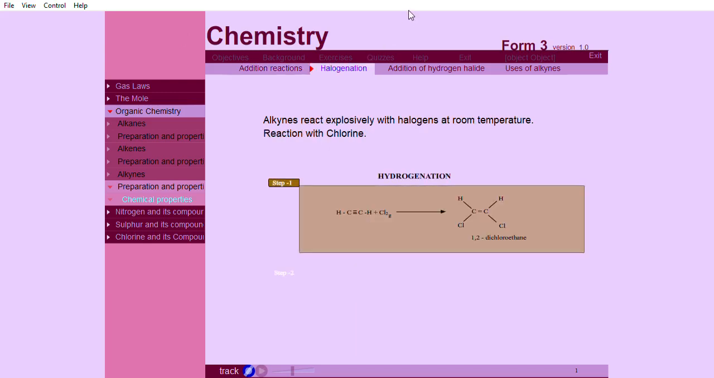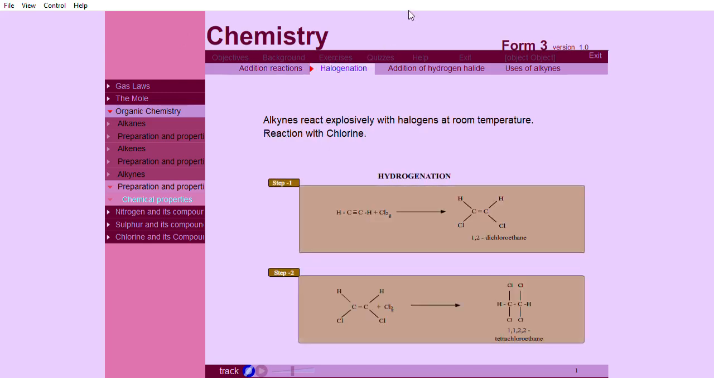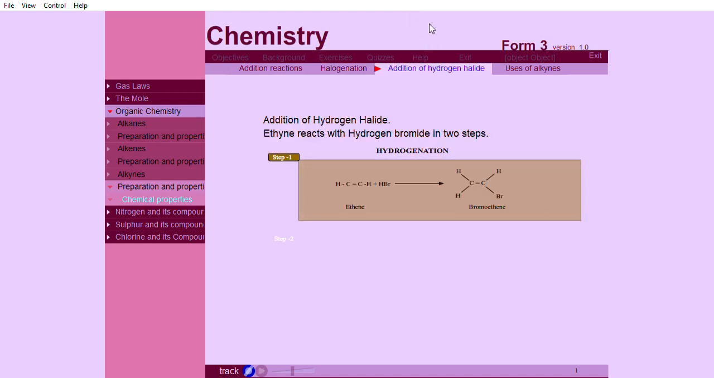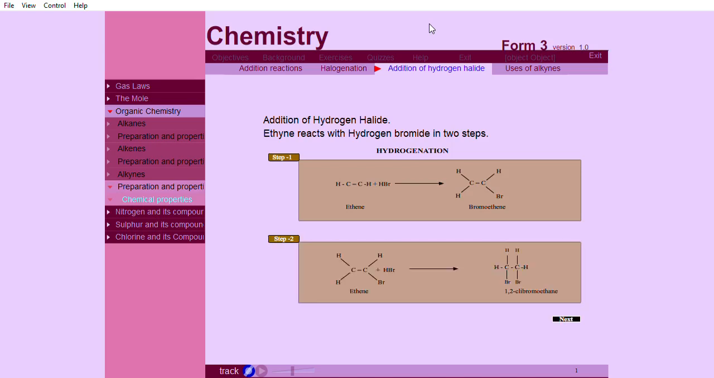Alkynes react explosively with halogens at room temperature. Reaction with chlorine. Addition of hydrogen halide. Ethyne reacts with hydrogen bromide in 2 steps.